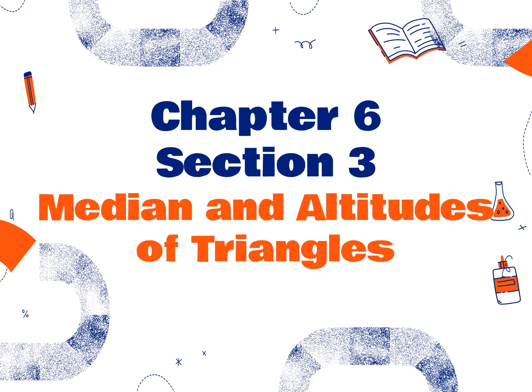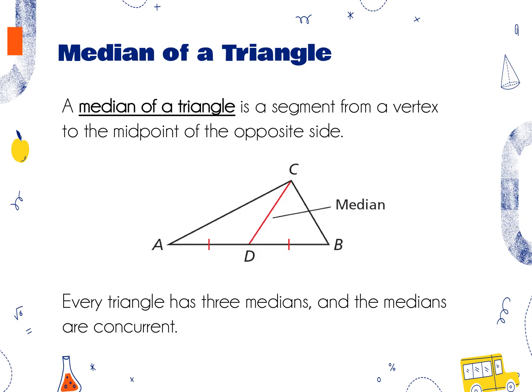In Chapter 6, Section 3, we're going to start focusing on two different vocabulary words. Remember, earlier in 6.1 and 6.2 we did perpendicular and angle bisectors, and now in 6.3 we're going to focus on medians and altitudes of triangles. So, again, vocabulary is very important.